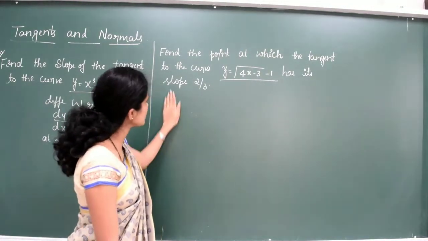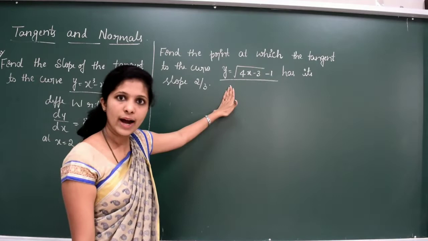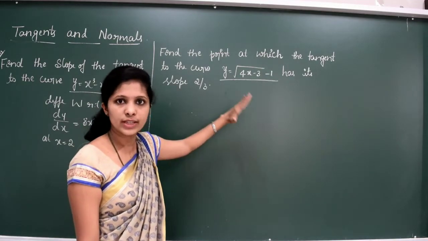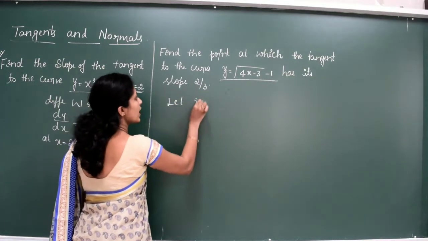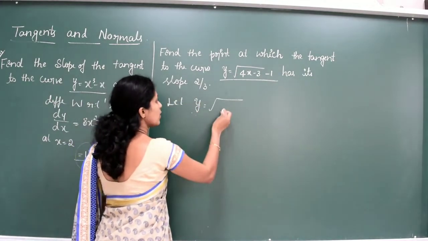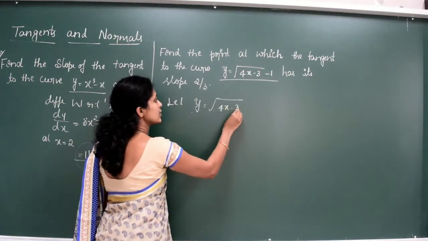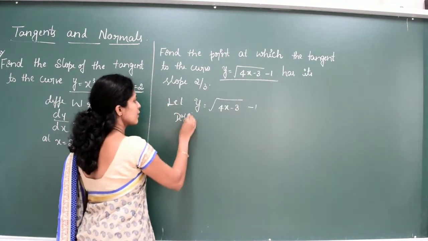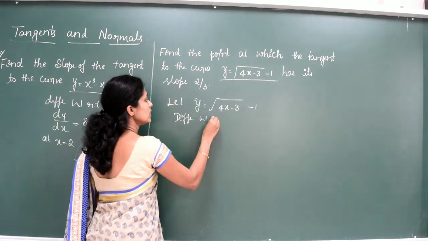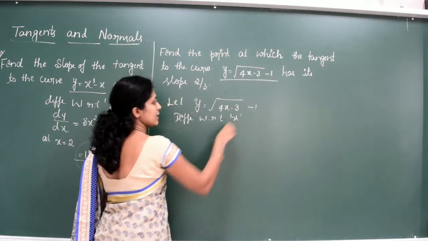What you have to do first? The curve is given. You have to differentiate this with respect to x. Let us consider the given curve: y is equal to root of 4x minus 3 minus 1. So differentiate with respect to x to find dy by dx.